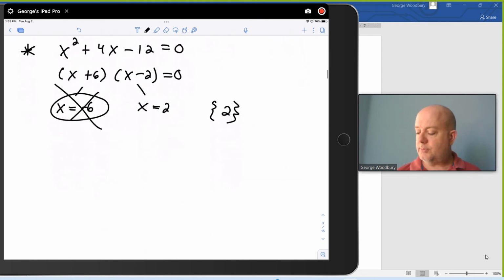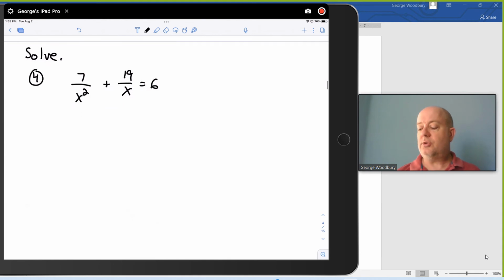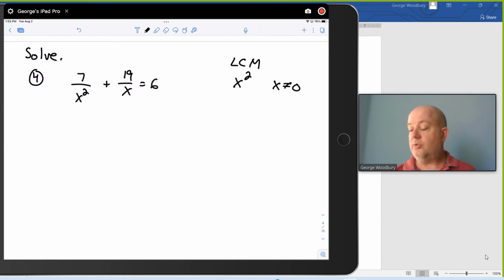All right, one to go. This one's a little different. I've got 7 over x squared plus 19 over x equals 6. No factoring to do. The LCM is x squared. And x cannot equal 0, because when we set x squared equal to 0, the only solution is 0. So I'm going to multiply everything through by x squared.